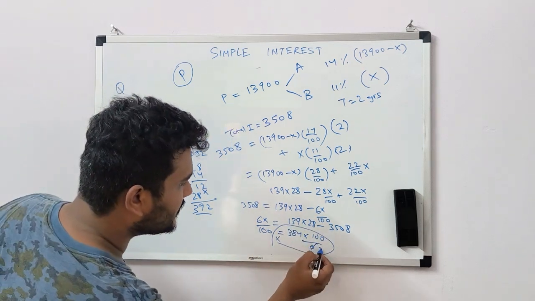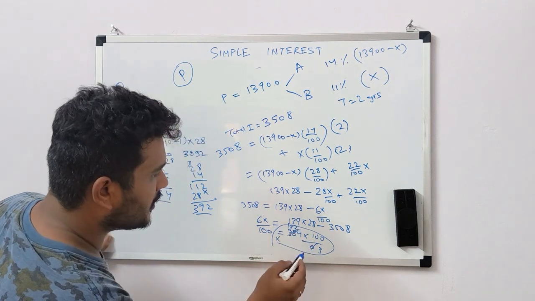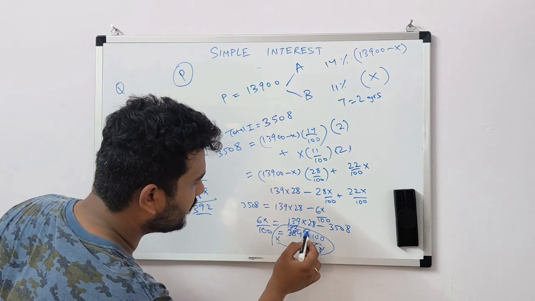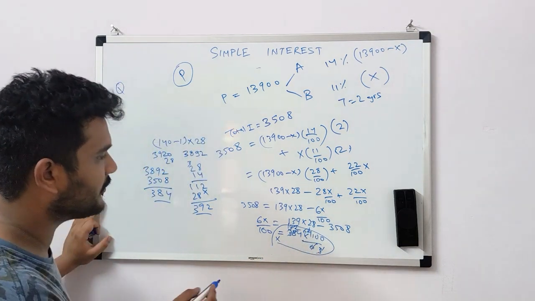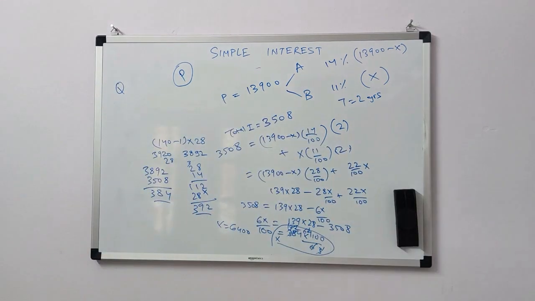Now let's solve this. 3, 1, 9, 2. Again it is 3, 3, 6, 18, then 12, 3, 4 is 12, 6400. X is 6400. This is the amount that has been invested.